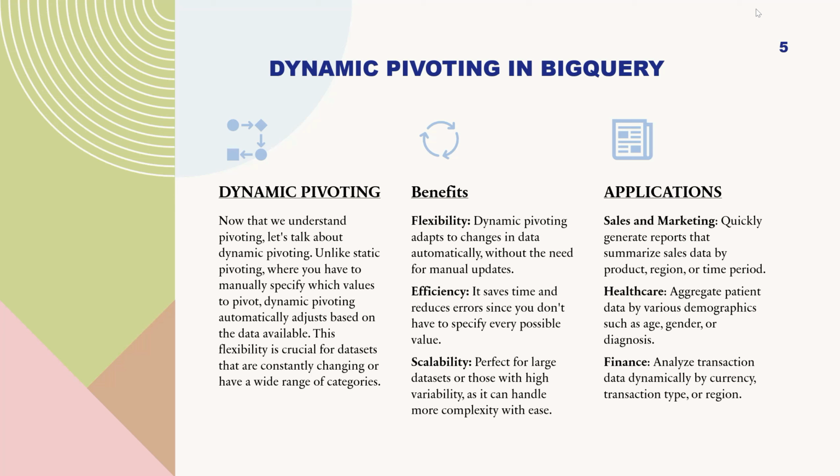We can apply dynamic pivoting in sales and marketing to quickly generate reports that summarize sales data by product, region or time period. We can also use it in the healthcare sector to aggregate patient data by various demographics such as age, gender or diagnosis. We can also apply it in finance to analyze transaction data dynamically by currency, transaction type, or by region.